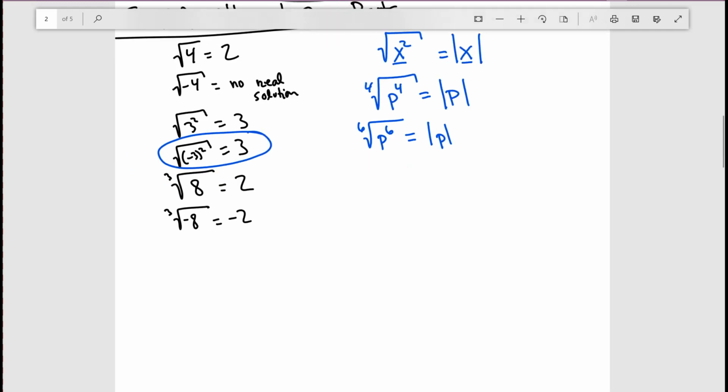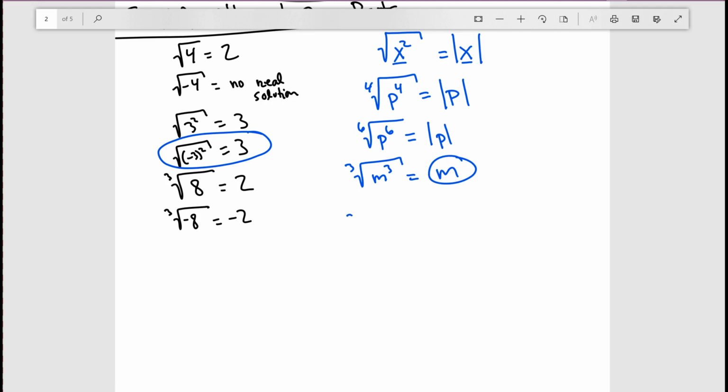Now, that's not going to be true when you have a cubed root, because if you take the cubed root of m cubed, well, the answer is going to be m, but we don't need absolute value here, because with the cubed root, you can have both a positive and a negative solution. So that's why m here will just be the solution, okay? Because m can be both a positive and a negative number, okay?